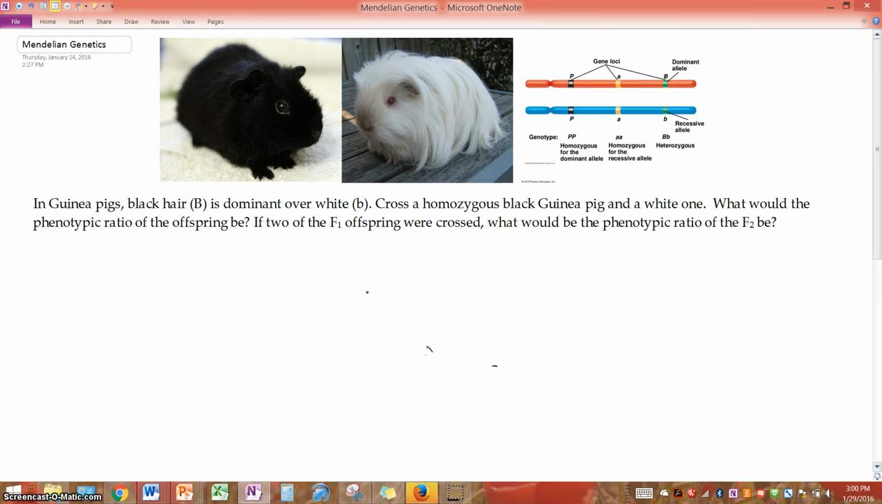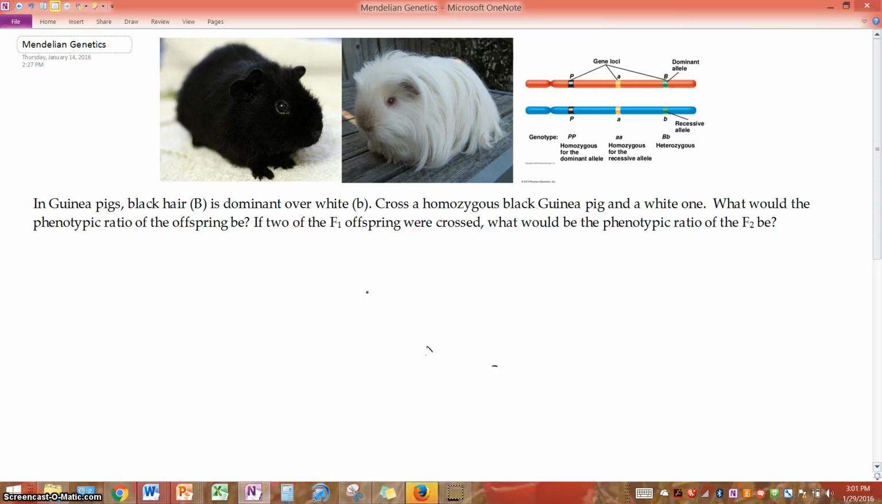So I'm just going to do this by going through a practice problem. This will help you with that practice problem packet if you're having any trouble. We're going to do a problem with guinea pigs. In guinea pigs, black hair is dominant over white. Cross a homozygous black guinea pig and a white one. What would be the phenotypic ratio of the offspring? And if two of the F1s were crossed, what would be the phenotypic ratio of the F2?